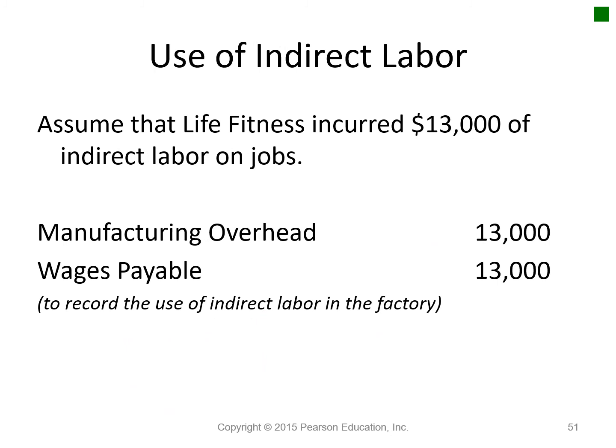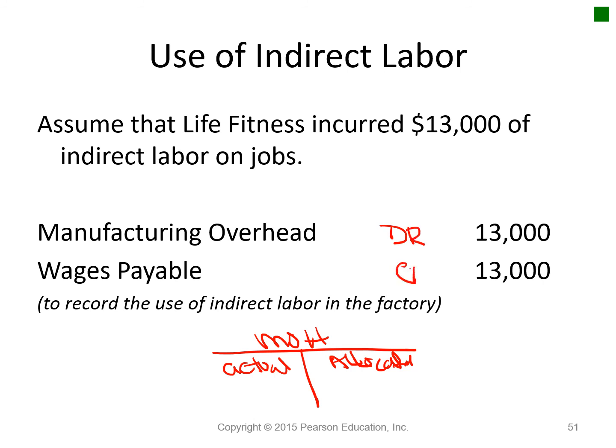Notice you could also have indirect labor, and because indirect labor is overhead, I'm going to again set up my manufacturing overhead account. The actual goes on the debit side. The allocated is going to go on the credit side. We've got 13,000 of indirect labor that gets debited to manufacturing overhead, and again you're going to credit wages payable.